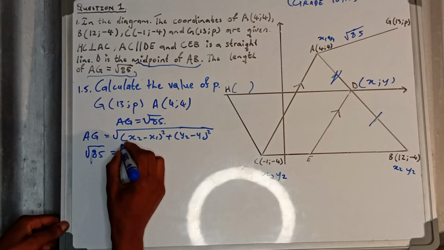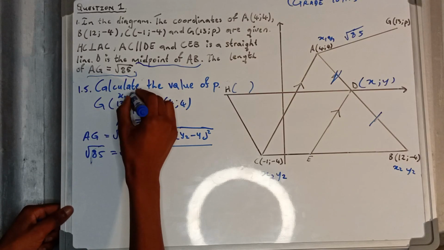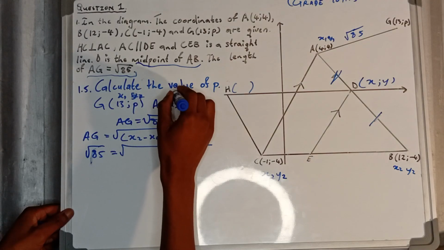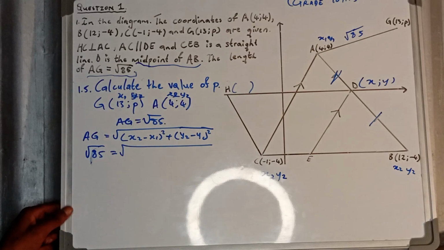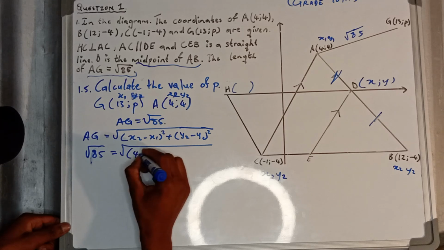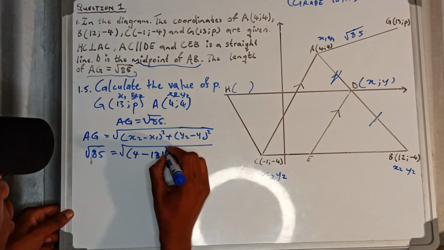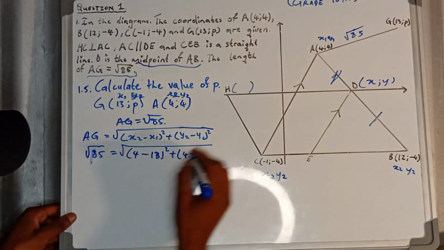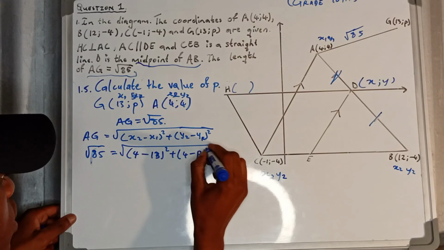Then you just say square root. Now you name your coordinates. That will be x1, y1, and this one will be x2, y2. What is x2 now? It is 4. Okay, minus what is x1? That is 13, all squared, plus what is y2? That will be 4, minus what is y1? Y1 is p, squared.